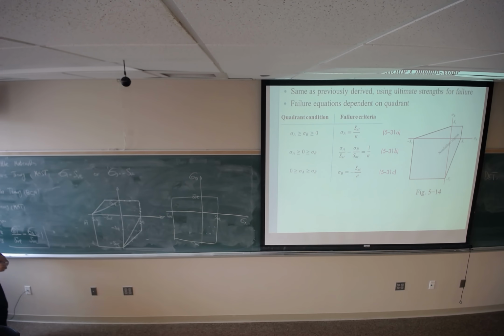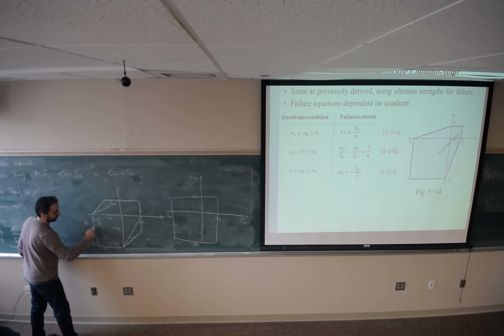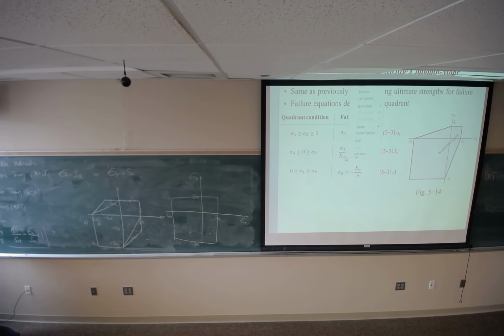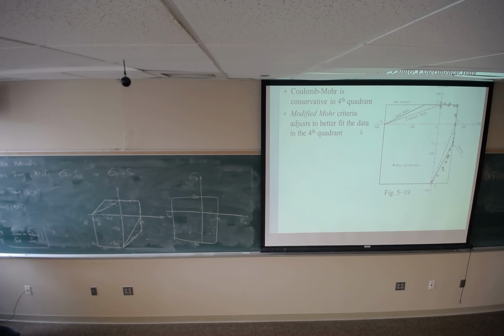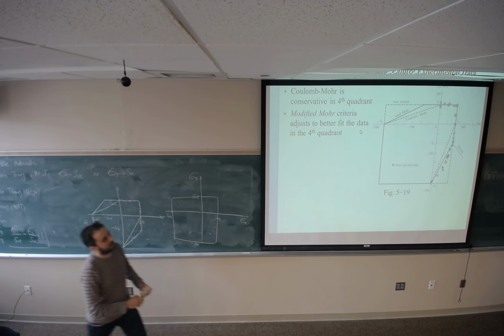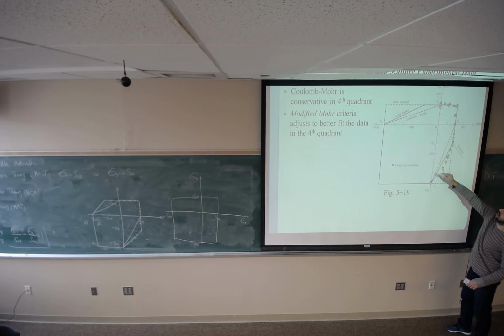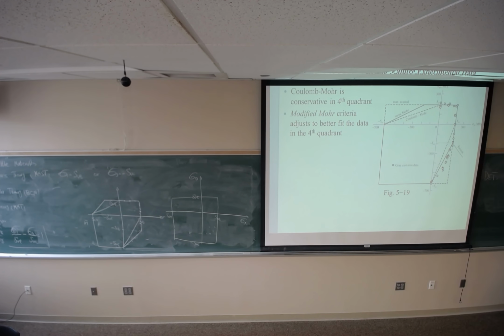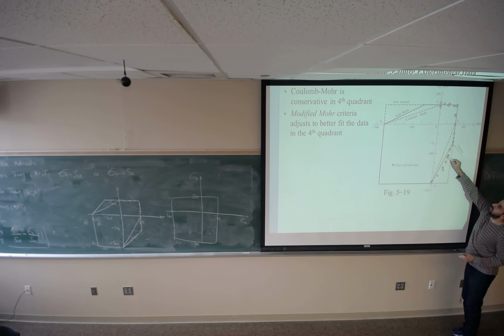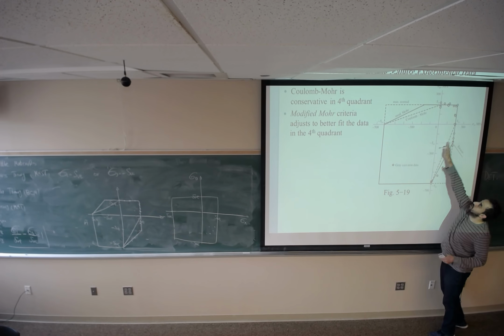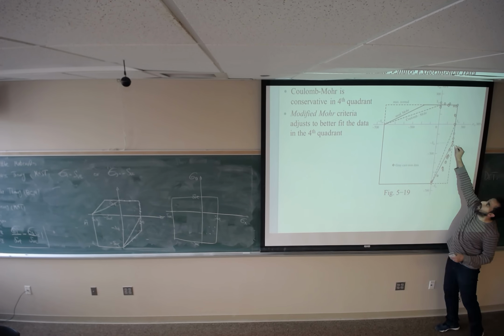So the new safe zone is going to look like this, that you can see here. The dashed line is going to represent the Coulomb theory that I already talked about, and the solid line is going to be modified Mohr theory. Negative SUT: just extend that line up to this point and then connect this line.